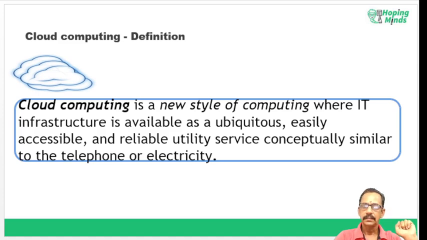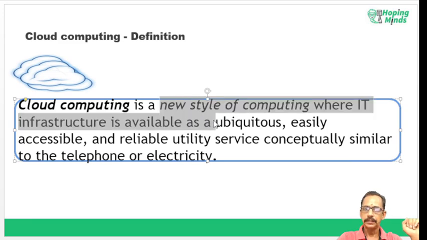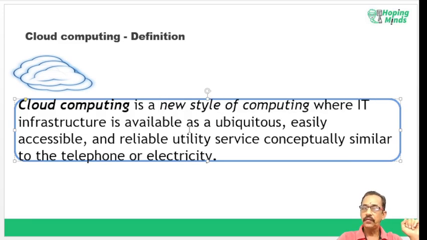So what can we say? The final definition we can give is: a new style of computing where IT infrastructure is available as a ubiquitous, easily accessible, and reliable utility service. Ubiquitous means it can be accessed from anywhere, easily, by simply having internet, and reliable utility service, conceptually similar to your telephone or electricity.